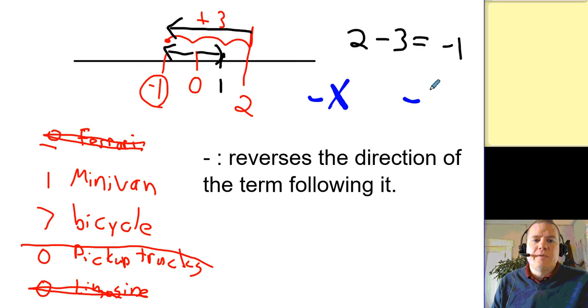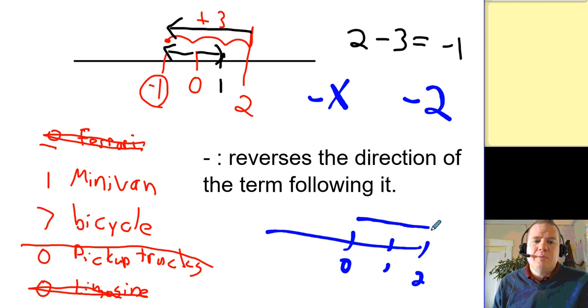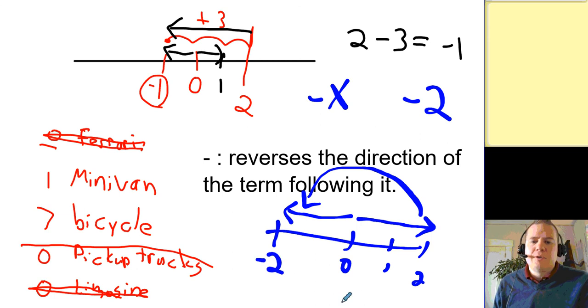If I have a -2, I know the distance 2. I go that same distance, but I spin it around and I go this way with it. And that gets me to -2. And that's all signed numbers are. We're just counting to the right or also to the left.